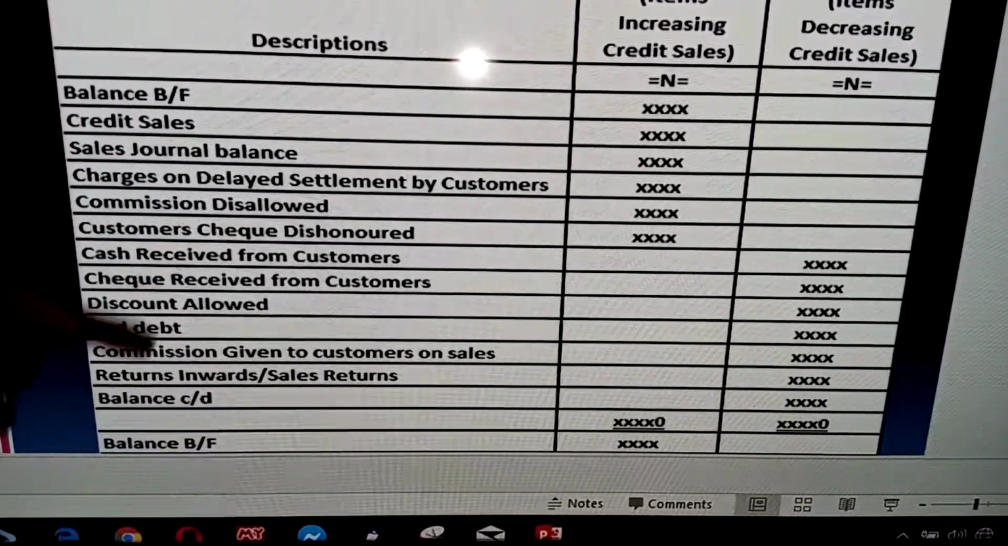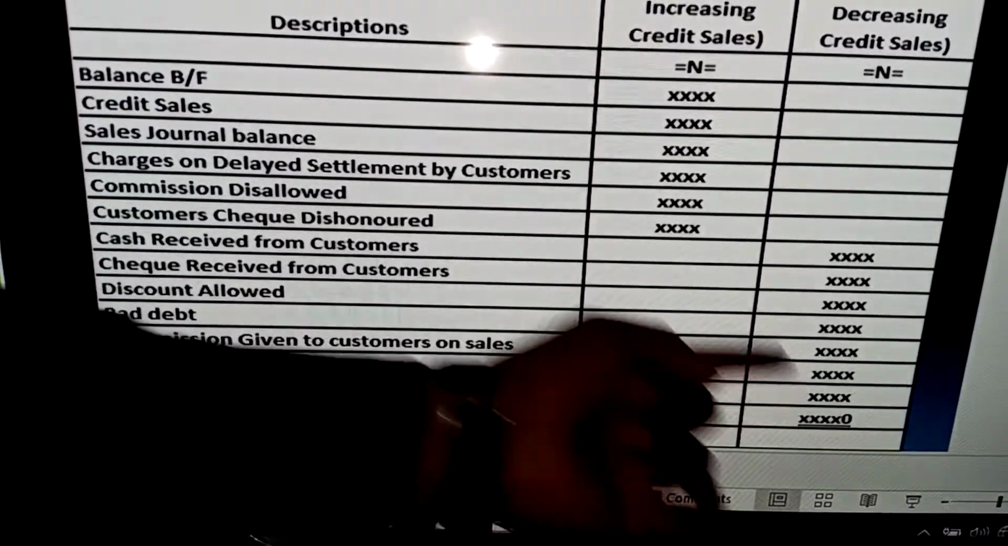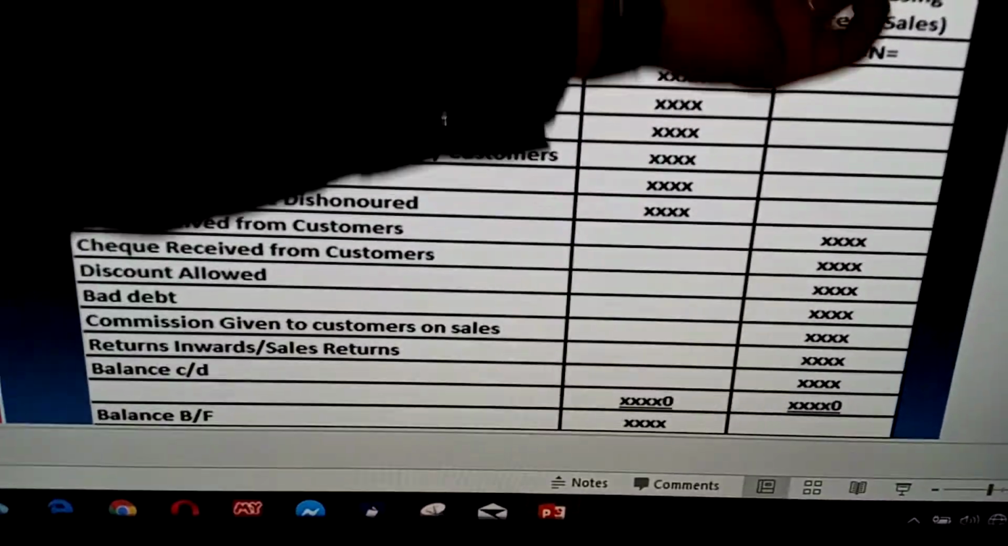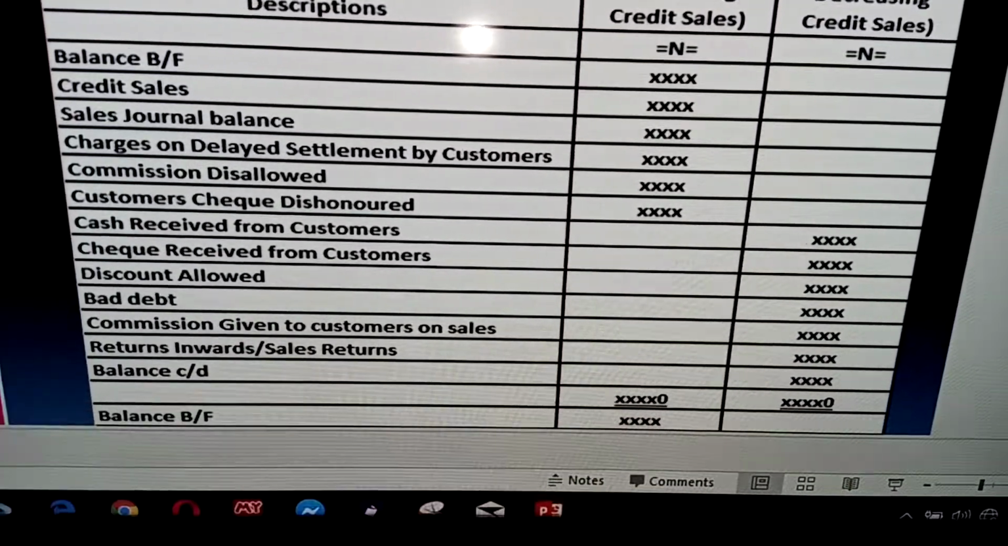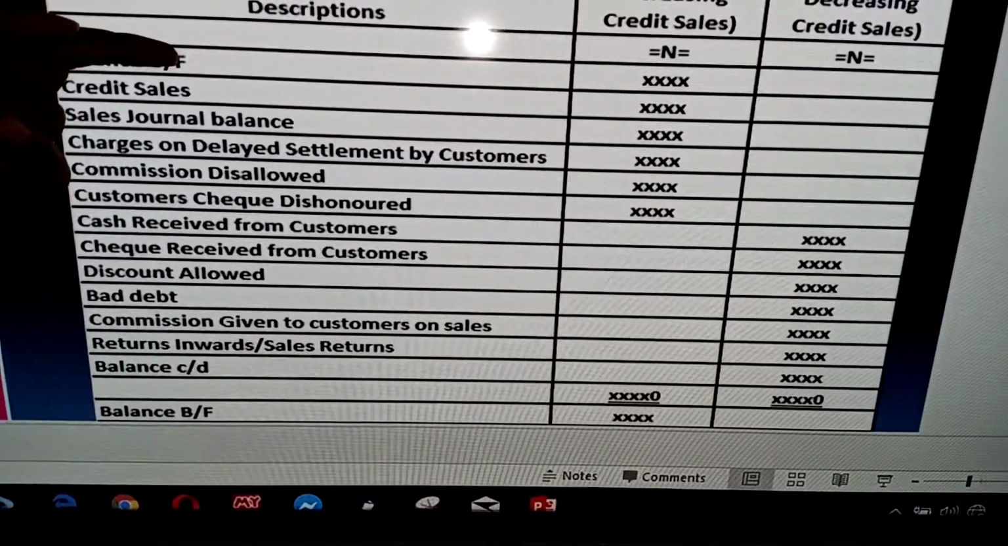So at the end of the day, you have a balance carried down here, meaning that what? The debit side is higher than the credit side. That's the balance carried down here that becomes the balance what? Brought down. So here you have balance brought forward from the beginning here.